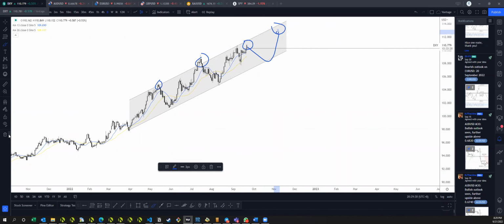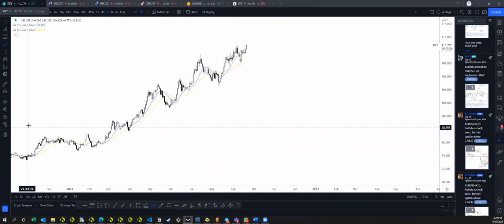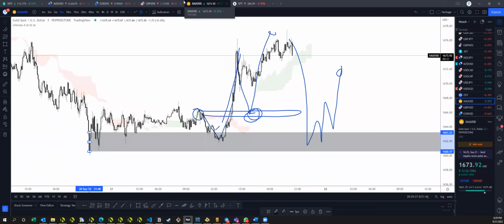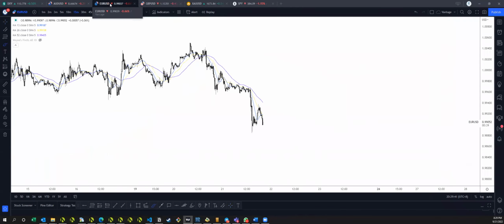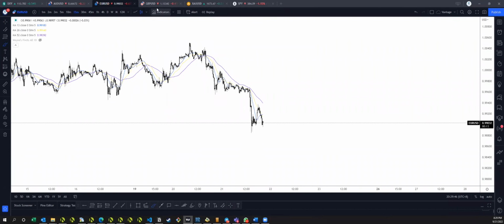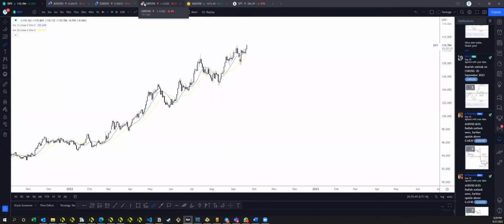Okay, so I think that's about it. Do you guys have any questions, or do you want me to go through another pair? Because I would say if it's a dollar pair, it's going to be the same. The dollar index would be the main thing to focus on, and then every other pair will actually follow the dollar index.